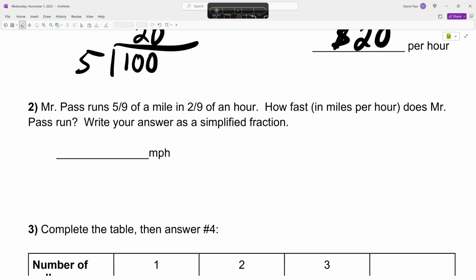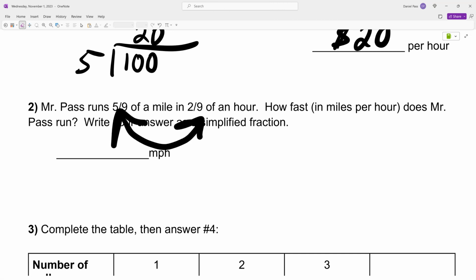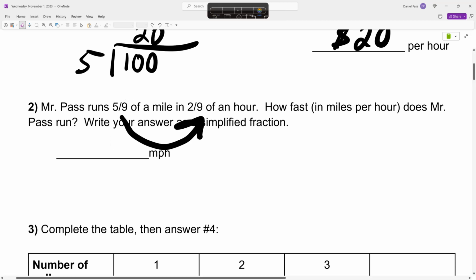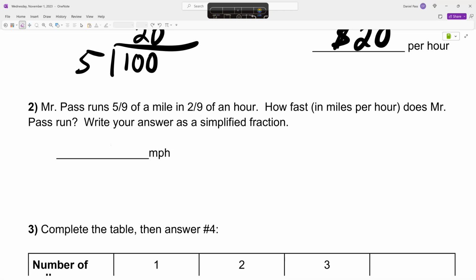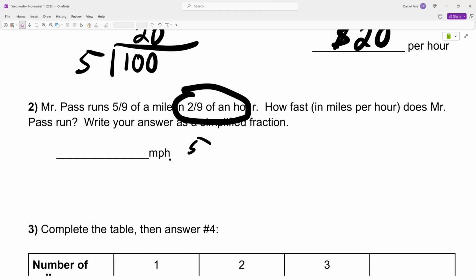Now for the next one, how do we decide which one we're dividing by? Are we dividing by 2 9s or by 5 9s? Right, because this says per hour. Since it's per hour, we have to divide by the hour number. So it's 5 9s divided by 2 9s. How many people got that part? So many people. Good.